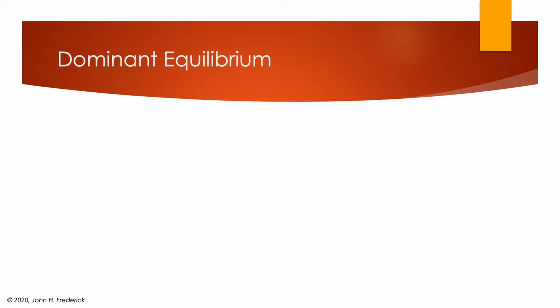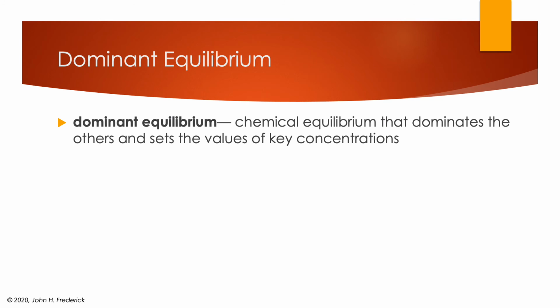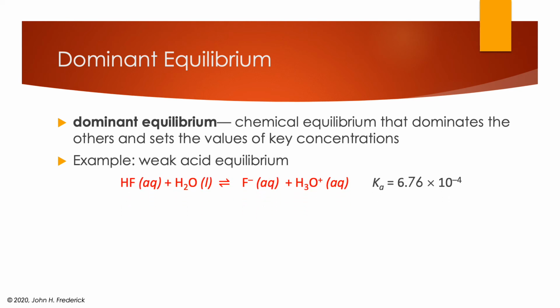Now, whenever we have multiple equilibria present in a reaction solution, there's usually going to be a dominant equilibrium, and that's the one that dominates the result. It's the one that's really going to determine what the final concentrations of all the reactants and products are going to be. I want to use as an example a weak acid equilibrium. For example, in a weak acid like hydrogen fluoride, we know that this weak acid equilibrium exists where Ka is equal to 6.76 times 10 to the minus 4.